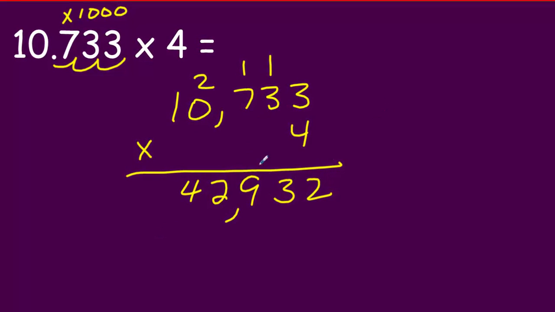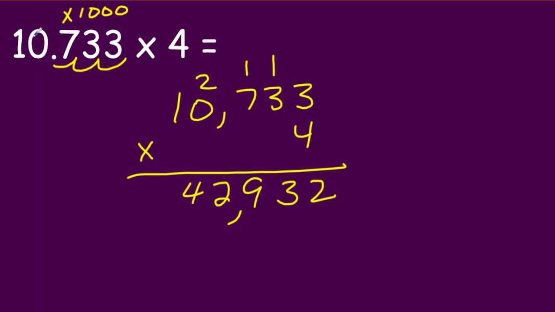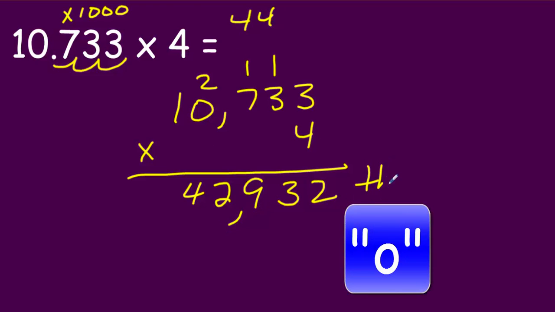Now, comma here. Now you can see by looking at this problem, it's about 11. I would round this to 11 times 4, which would be 44 as an estimation. You can see that 42,932, in this case, which would be thousands.